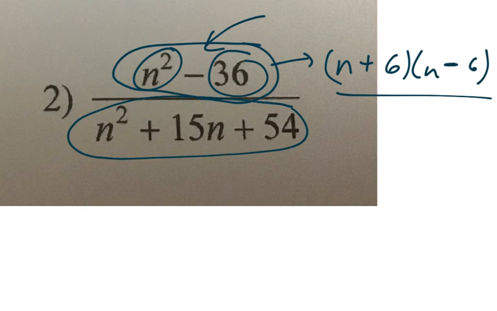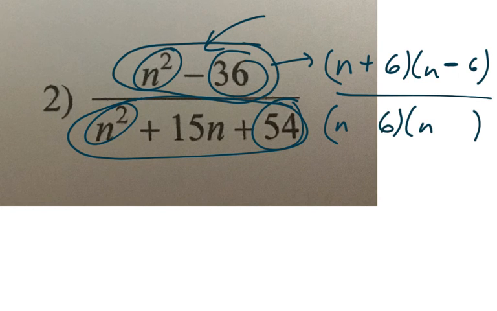Now we have again another regular trinomial to factor. N times n will give me the n squared. 54 is normally 6 times 9, right? Or 9 times 6. 6 times 9 is 54. Now, how do I get a 15? I do a 6 plus a 9. 6 plus 9 is 15. 6 times 9 is 54. So I have everything matched up exactly.